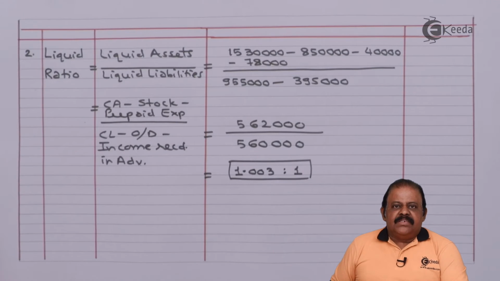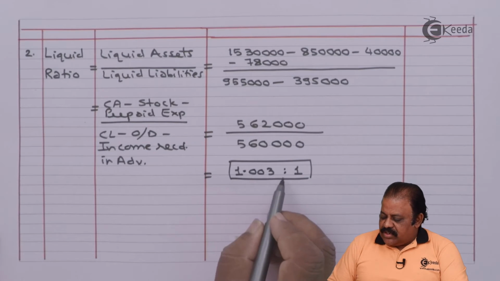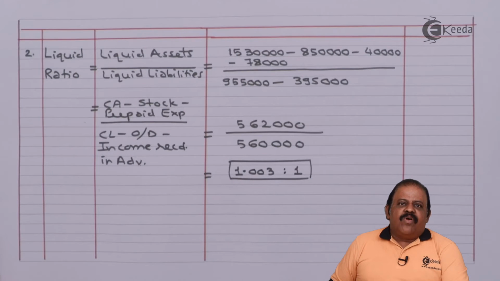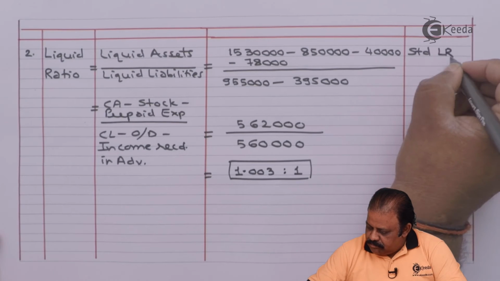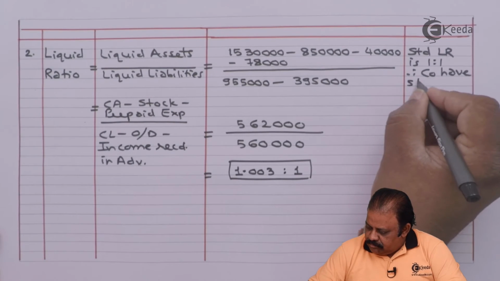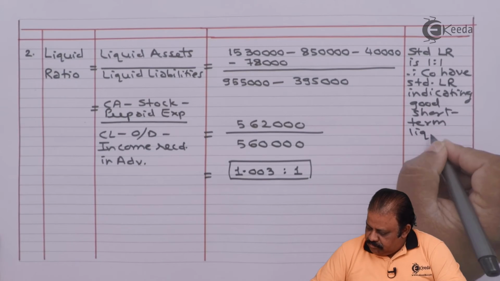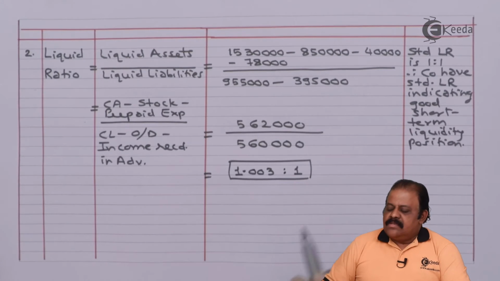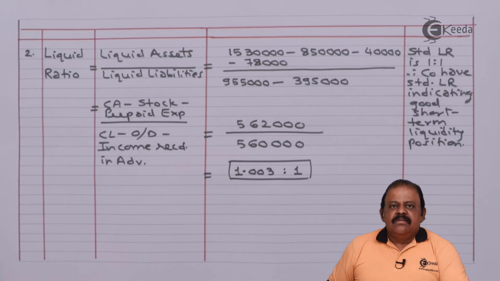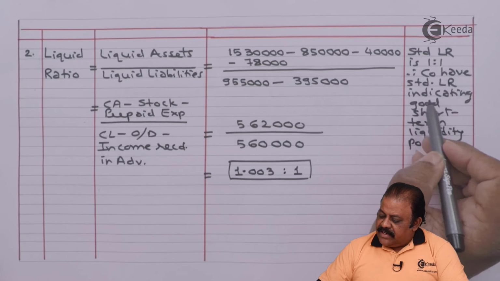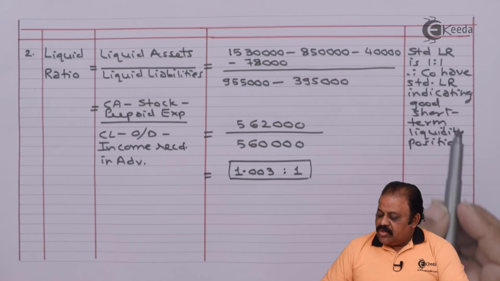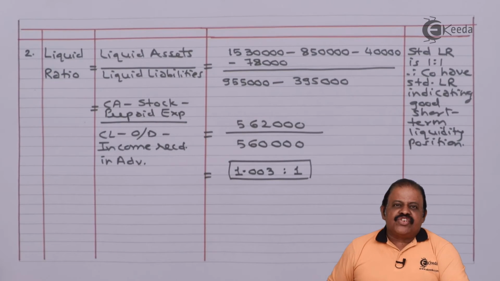Liquid ratio of company is 1.003:1. That is almost 1:1. Standard liquid ratio is also 1:1. That means company is having satisfactory liquid ratio. Therefore, company has standard liquid ratio indicating good short-term liquidity position.